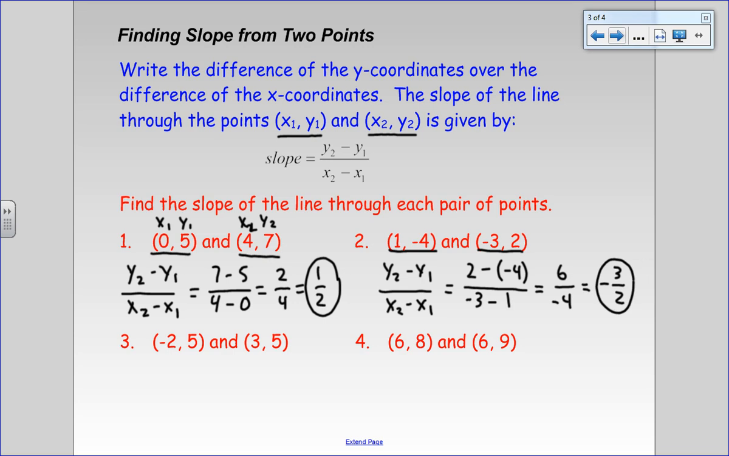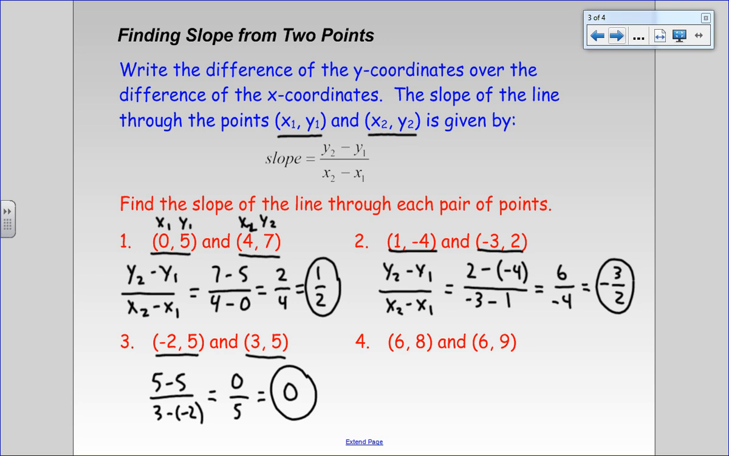Let's move to example 3. The points are (-2, 5) and (3, 5). In this case, y sub 2 minus y sub 1 would be 5 minus 5. X sub 2 minus x sub 1 would be 3 minus negative 2. This means we have the fraction 0 over 5. And 0 divided by 5 is simply 0. So the slope of this line is 0, meaning that it's a horizontal line.